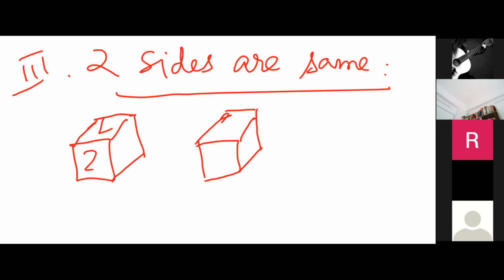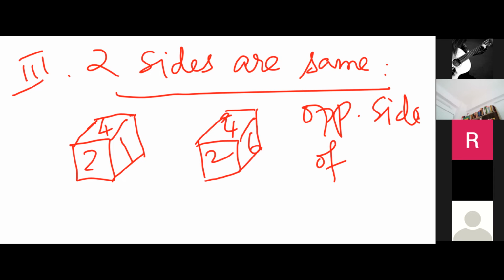So 2, 4, 2, 4, 1, 6. What is the opposite side of 1? If this is your question, what is type number 3? Type number 3 is two sides are same. So this is dice number 1, this is dice number 2. What are the two common values in these dice? 2 and 4.